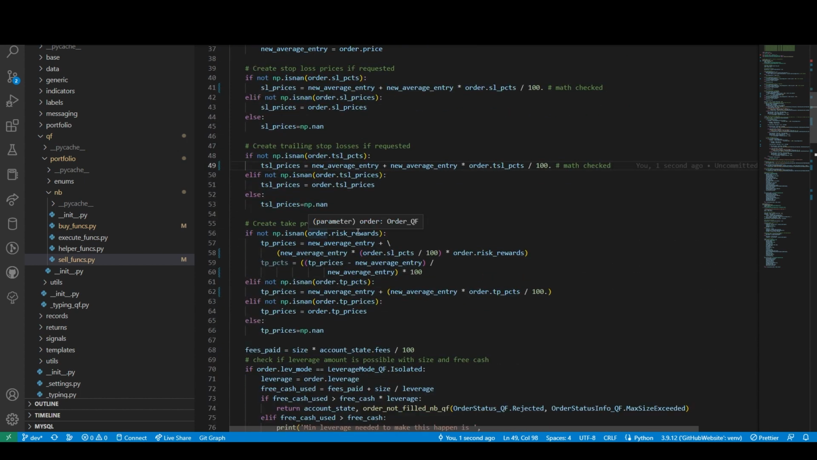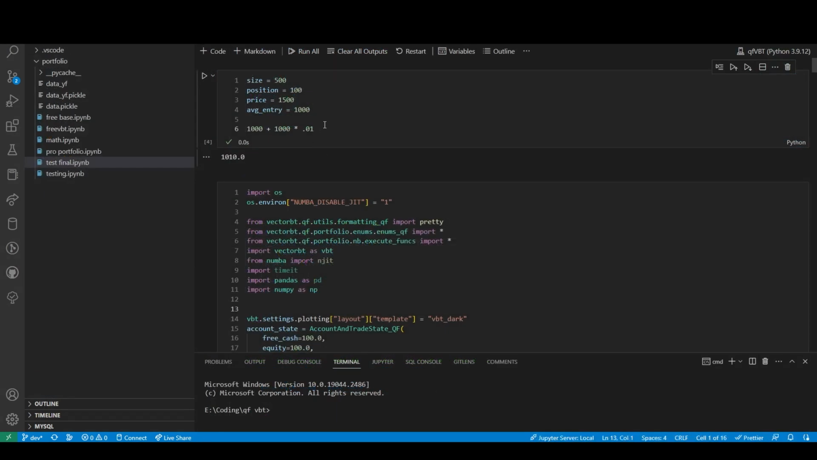And then for this, oh my goodness. This has to be a minus. Let's do the math on that. So the math would be 1,000 plus 1,000 times 0.01 times 2. What the hell?